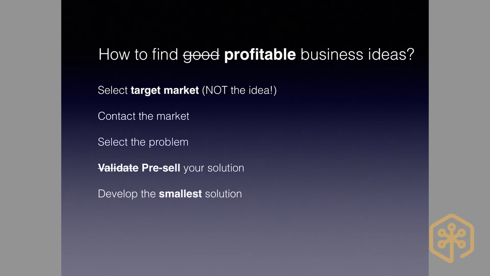So how do you find good business ideas? First of all, you want to focus on a target market. Even if you have an existing idea, you need a target market because you need somebody to sell to, right? A target market is a set of people or businesses with similar characteristics. Then you contact the market, looking for the most painful, unsolved or poorly solved problems. Once you've found the problem, you want to validate that it's the right problem to pursue before you start building the solution. Then once you pre-sell the solution to a couple of customers, you can start developing the smallest solution, and then you can launch it.